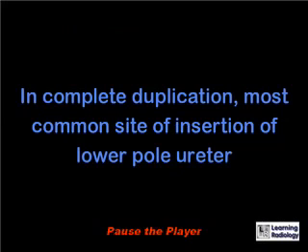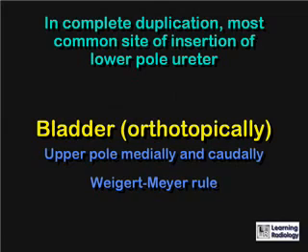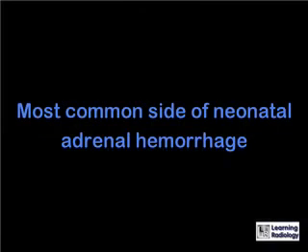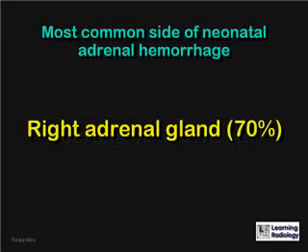In complete duplication, what is the most common site of insertion of the lower pole ureter? The urinary bladder, orthotopically. The upper pole usually inserts medial and caudally to the lower pole ureter. What is the most common site of neonatal adrenal hemorrhage? The right adrenal gland.